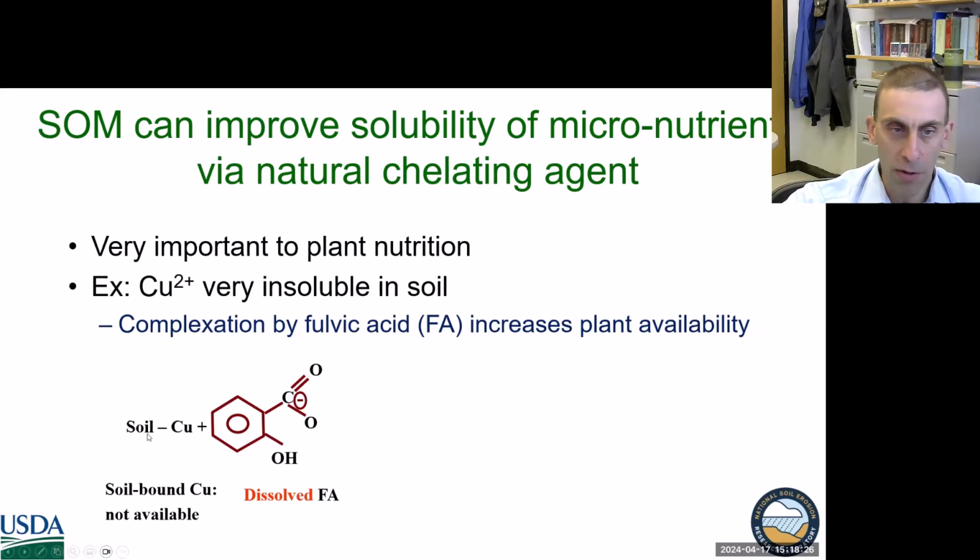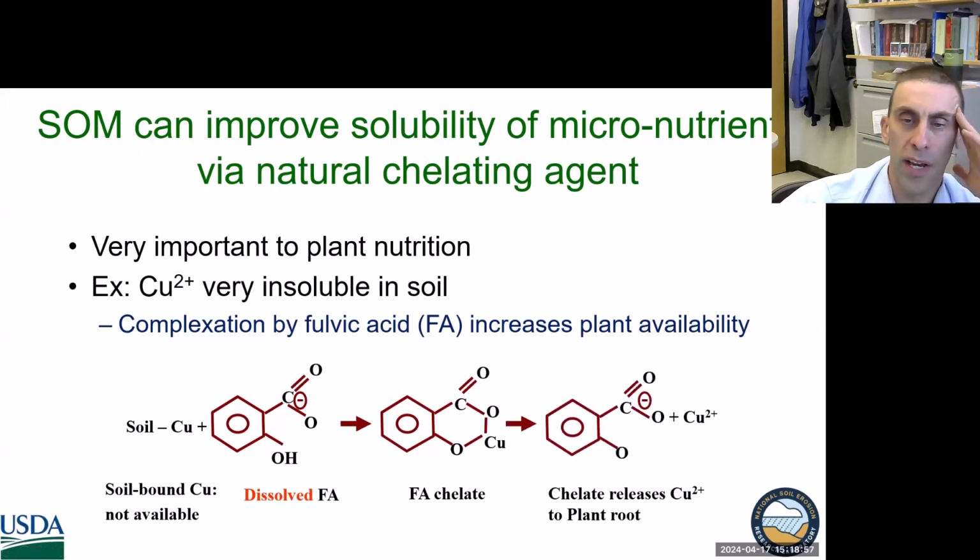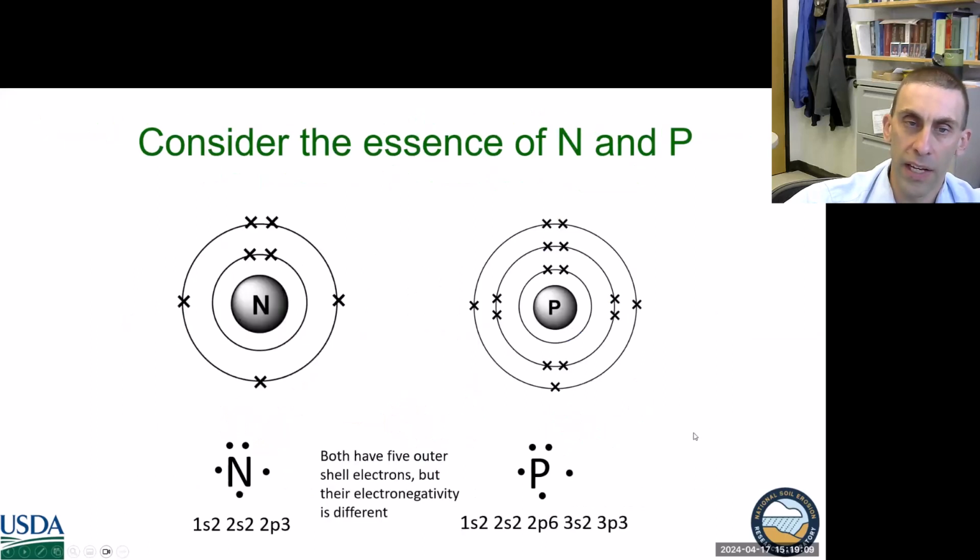So, for example, you've got your soil-bound copper here. It's bound to the soil. It doesn't come off very easily, so it's not very plant available. And then you've got your dissolved fulvic acid that comes from organic-rich soils floating around in solution. This is a dissolved organic compound. And what it does is this fulvic acid can complex. It kind of rips the copper off of the soil mineral and puts it in this chelate. So now this thing is still in solution. It's dissolved. This is not solid organic matter. And then depending on the plant and the type of machinery that the roots have, the chelate can then re-release that copper at the plant root so that it can take it up again in an inorganic form. So it can behave as a natural chelating agent.